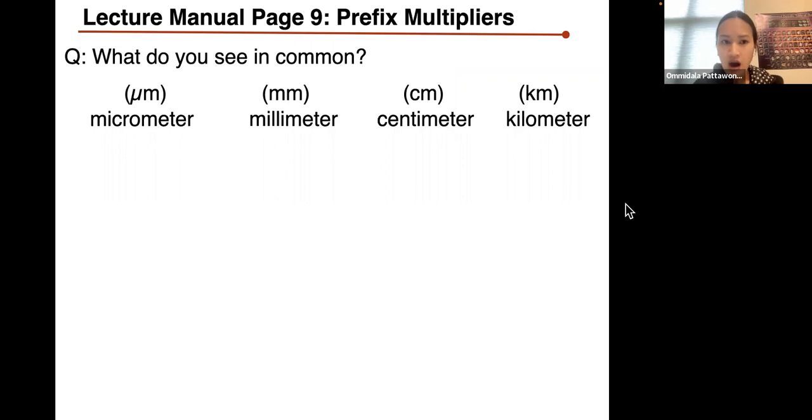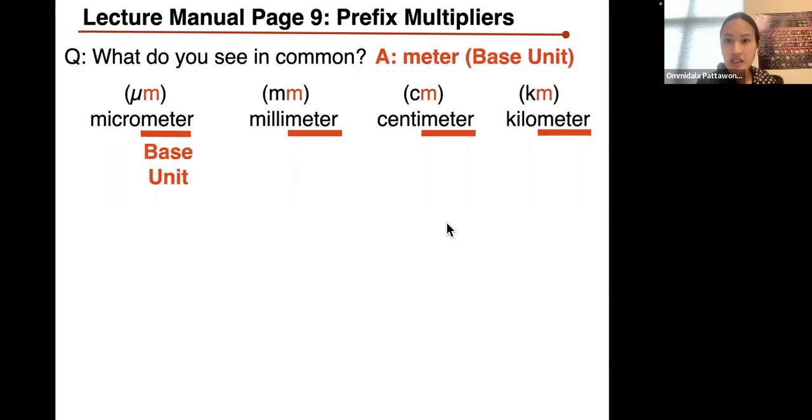Okay, so because it's in meter, they all have the same common meter, right? So all of these contain the common meter. Therefore, in this case, this meter right here is going to be the base unit. And this base unit meter is going to describe length, right? Because we just saw that. So that means all of this is going to describe length, just in a slightly different unit.